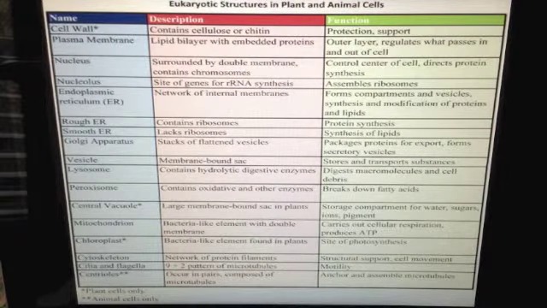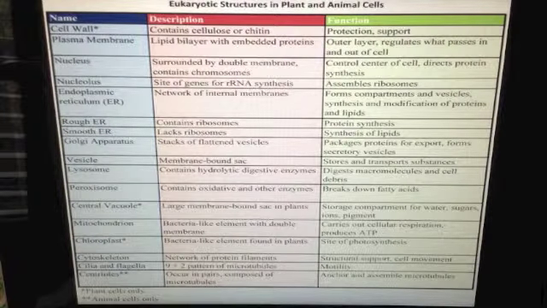Mitochondria are a bacteria-like element with double membranes. They carry out cellular respiration and they produce ATP. Chloroplasts are a bacteria-like element found in plants, and it is the site of photosynthesis.